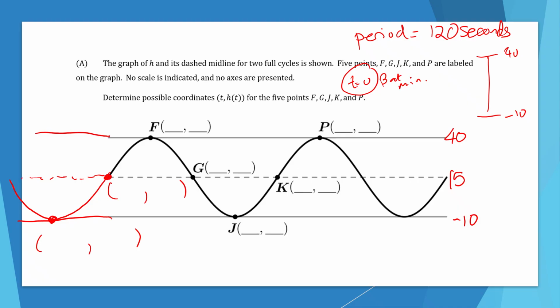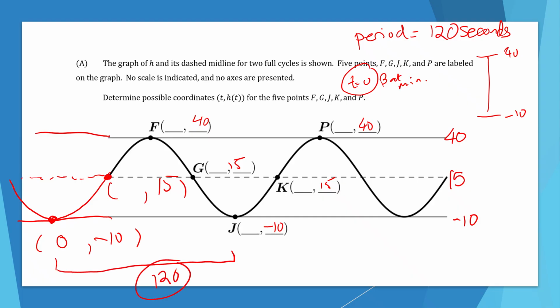Here. Now this is where we're going to start at time t equals 0, which was a minimum in the context of the story. Let's also fill in all the y coordinates as well. We can do that now. So negative 10, 15, 15, 15, and then 40, and 40. And now we know one period is 120 seconds. So that means from here to here, this should be 120.